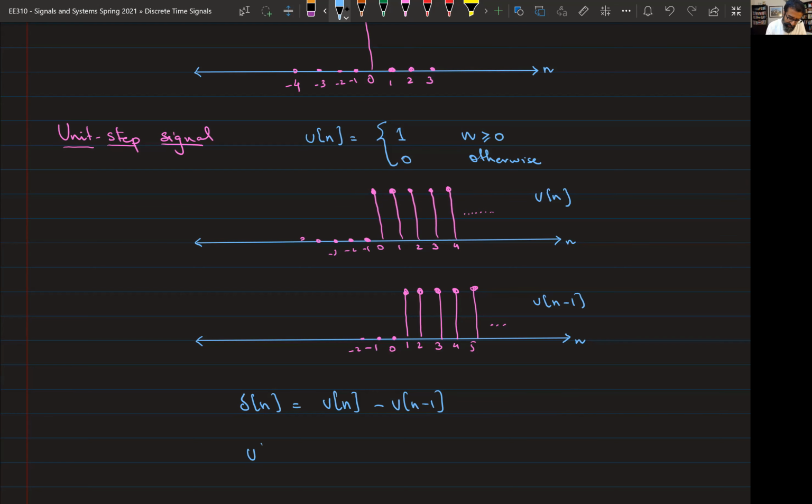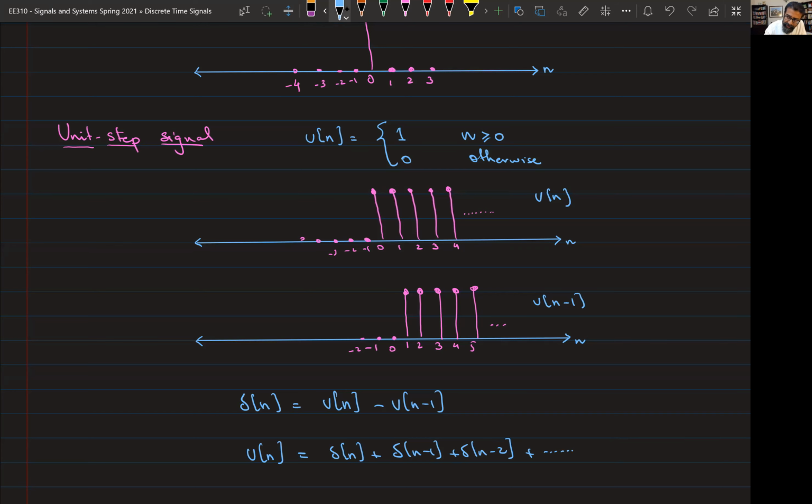If I just look at this figure here, the first thing is delta of n. The second impulse, residing at n equals 1, is delta of n minus 1. Then there's a delta of n minus 2, then delta of n minus 3, and so on. So this is delta of n plus delta of n minus 1 plus delta of n minus 2, and so on, all the way up to infinity.